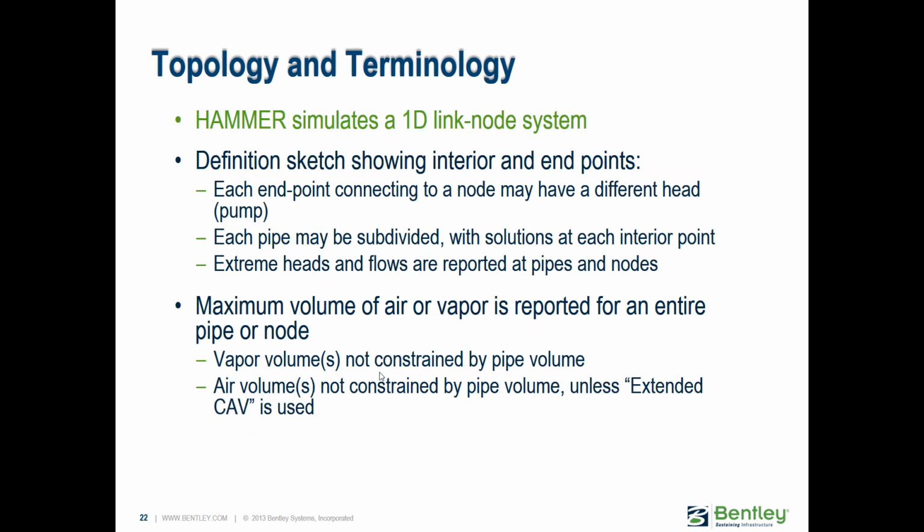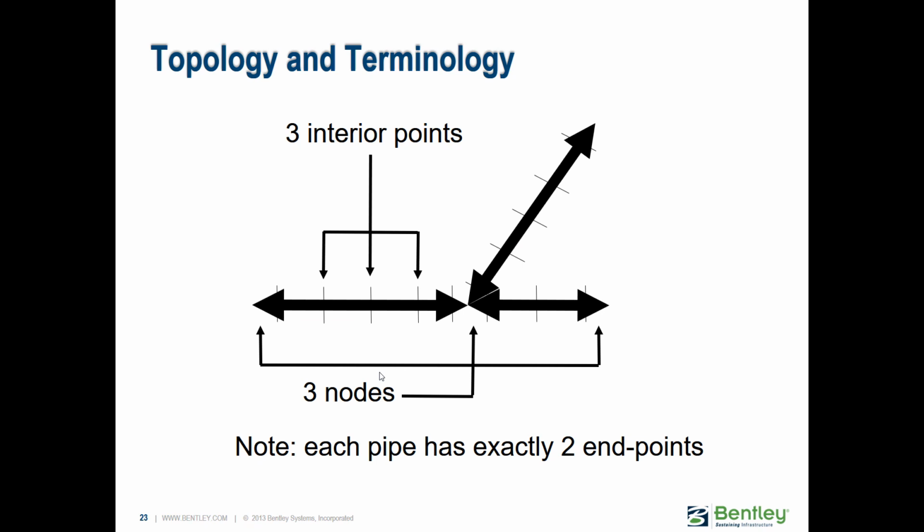Some additional terminology. Here's a sketch that shows some terminology about when we're referring to specific points along a system in Hammer. So in WaterCAD and WaterGEMS, you have results at your pipe and results at your node, right? In Hammer, it's a little bit different. So at a particular node, like, for example, this point right here where the three pipes are meeting, you might have a junction there.